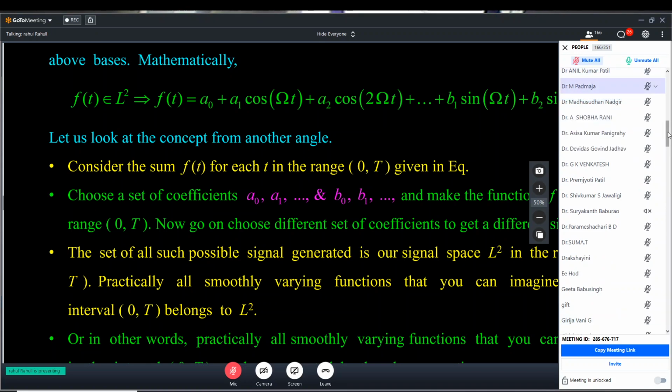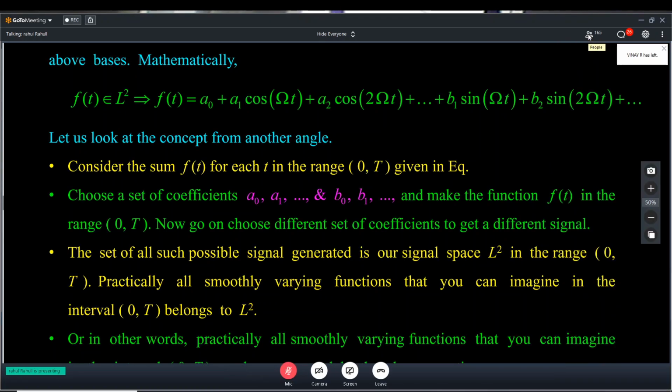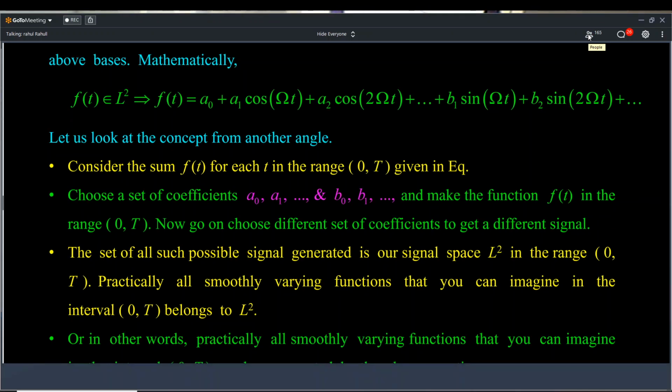Now your duty is to find out the values of a0, a1 and b0, b1. So how are you finding these values? It is similar to what you do with vectors. How do you find the components of a vector? That is nothing but projecting the vector on the respective basis. Similarly here, suppose I want to find a1, then I project this function f of t on cosine. When I want to find b1, then I project f of t on sine omega t.